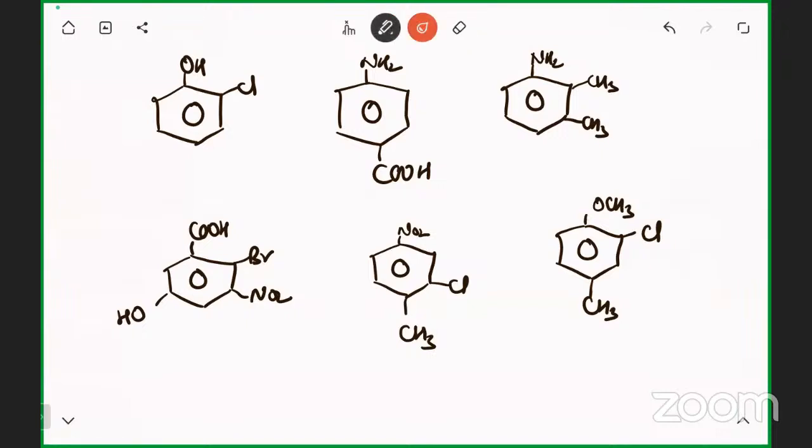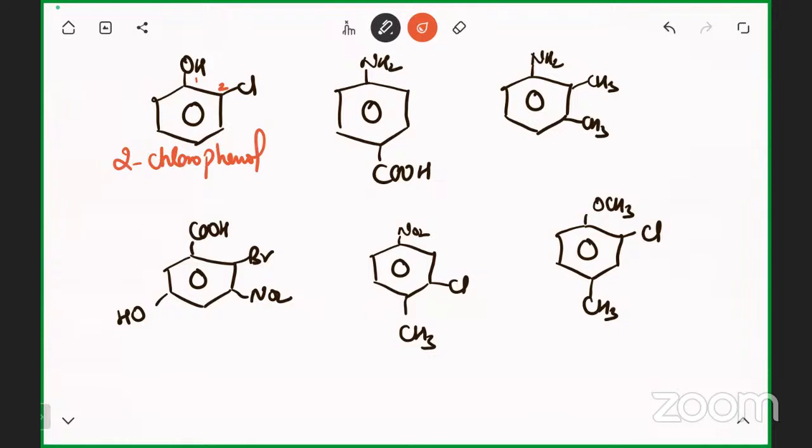Okay. First compound. Which one is the principal group, OH or Cl? OH. And benzene with OH is known as phenol. Phenol. Yes. So phenol, 1, 2, chloro. Phenol. Very good.